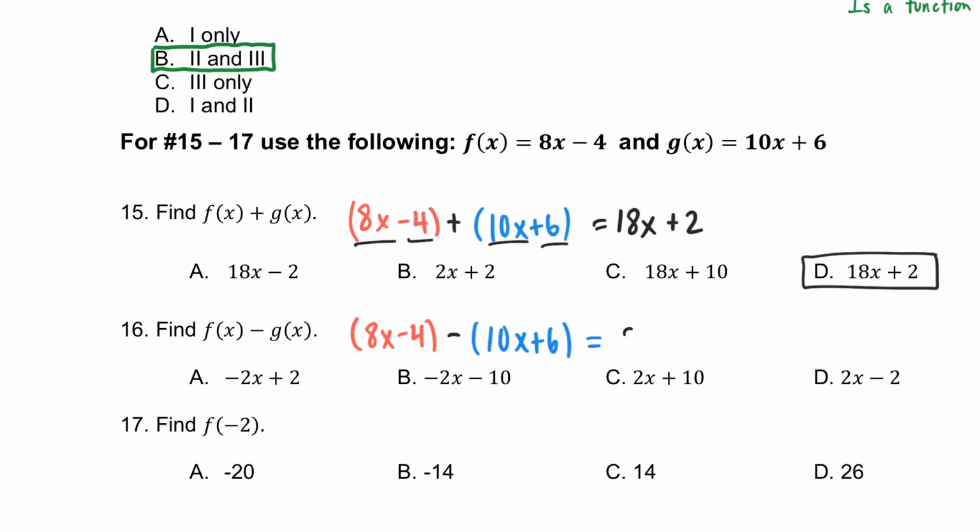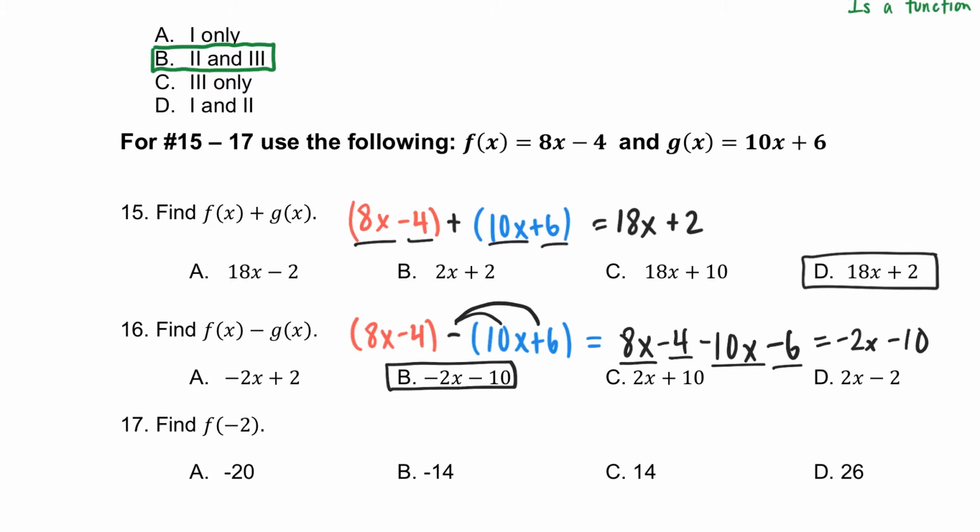So when we actually distribute this negative, what would we have then? We're going to have 8x minus 4. And then when you do minus times 10x, you're going to have negative 10x. And then when you do negative times positive 6, you're going to get minus 6. So now you have 8x minus 10x. That's going to give you negative 2x. And then you have -4 minus 6. That's going to give you minus 10. So negative 2x minus 10. It's going to give you that one.